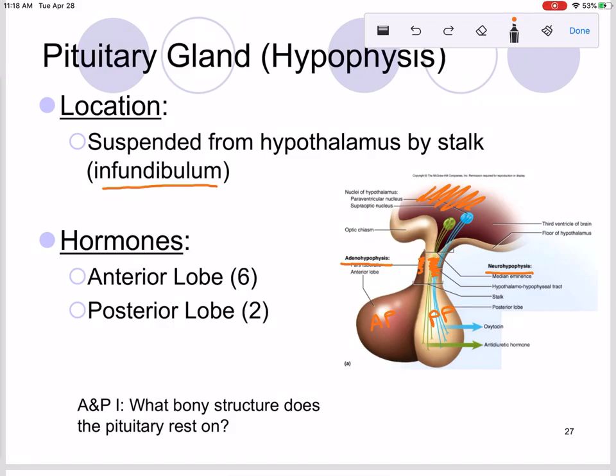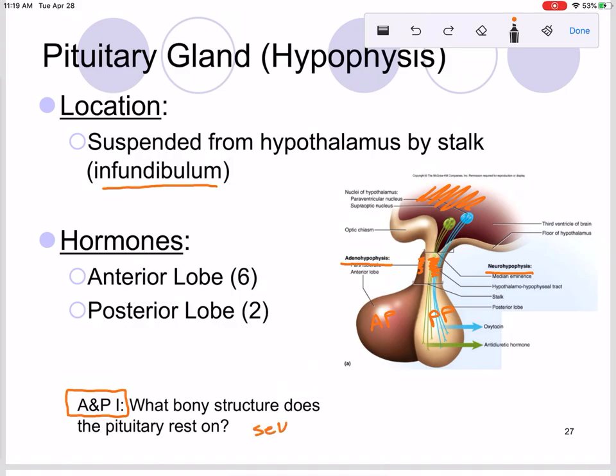It's a really hard word to say, and I probably don't say it right still. But the stalk that connects the pituitary glands to the hypothalamus is called the infundibulum. Here's a nice little reminder, not going to be on any test in A&P 2, but we always got to draw the connections, at least I do.